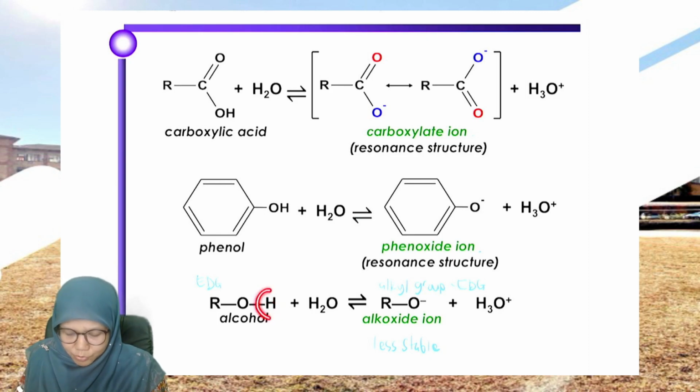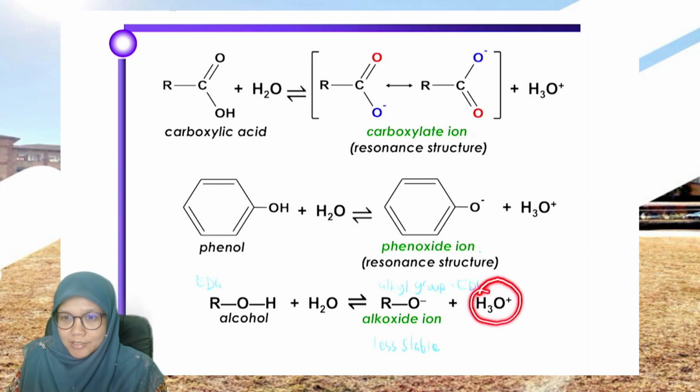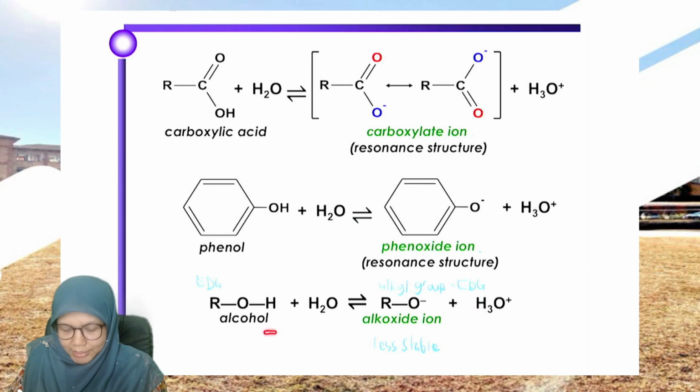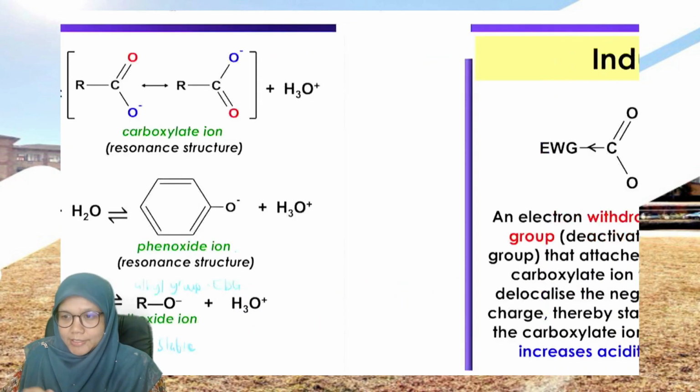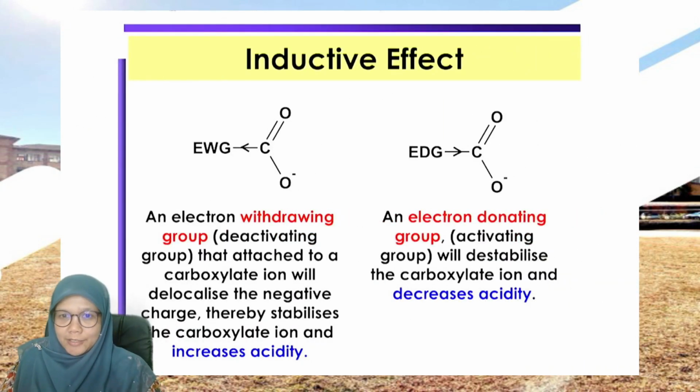Jadi, bila H plus susah nak donated to H2O, maksudnya dissociation of alcohol in water ni jadi lemah lah. And formation of H3O plus itu rendah. Jadi, alcohol ini adalah weaker acid compared to phenol, compared to carboxylic acid. Alright. So, kita continue inductive effect.